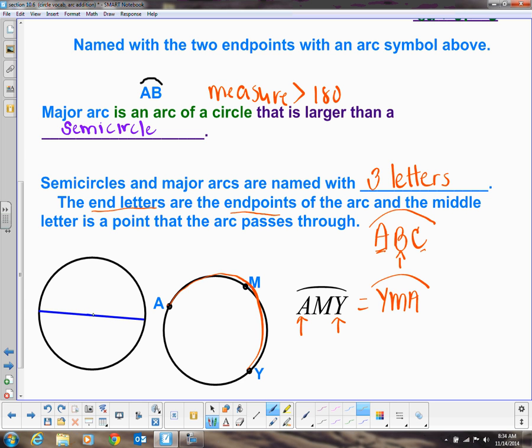All right, here's a center. This is a semicircle. If this is AWP, then this semicircle up here would be arc AWP. If you just say AP, you don't know if you're talking about the upper one or the lower one. So anything equal to or bigger than 180 is going to require 3 letters.